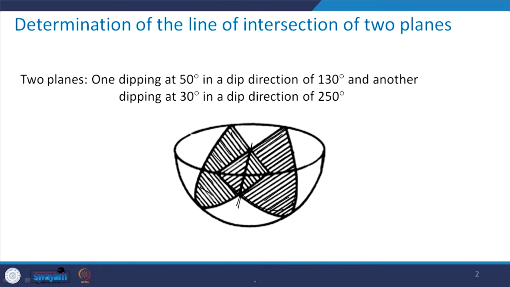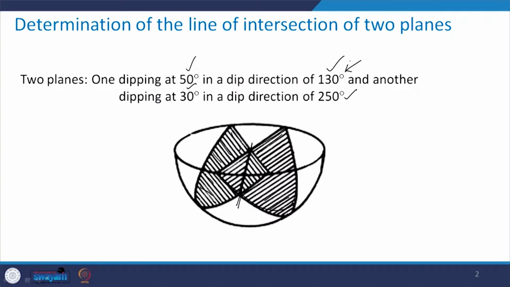So, there are two planes which are given. One is dipping at 50 degree with a dip direction of 130 degree, and another one has 30 degree dip and a dip direction of 250 degree. The first plane, dipping at 50 degree with a dip direction of 130 degree, we have already seen in the previous class. So, today we will plot the additional plane in that same figure, and then we will see how to determine the line of intersection.